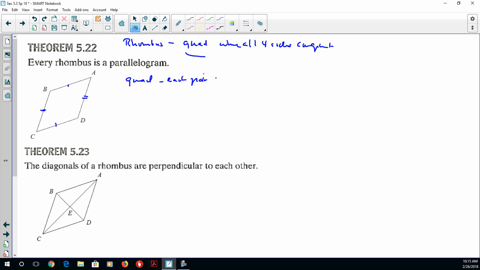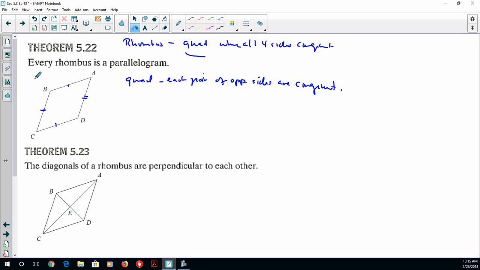Each pair of opposite sides is supposed to stay congruent. You can't avoid it. Why? Because they're all congruent. If you have a quadrilateral where pairs of opposite sides are congruent, you've got a parallelogram. Okay, 523. Diagonals of a rhombus are perpendicular to each other.